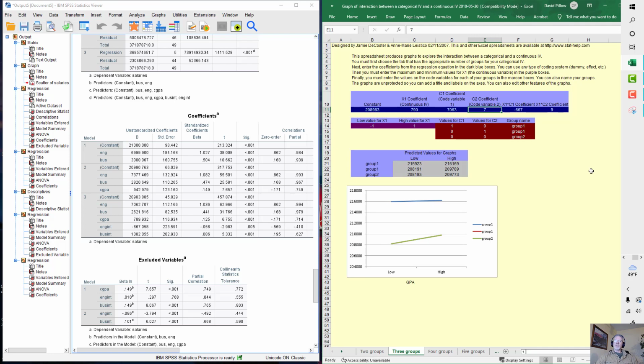And then the coefficient for the business major, that was 2622. Then your interaction term for the first code, minus 667, that was already in there. And then the one for the business major is 1082.